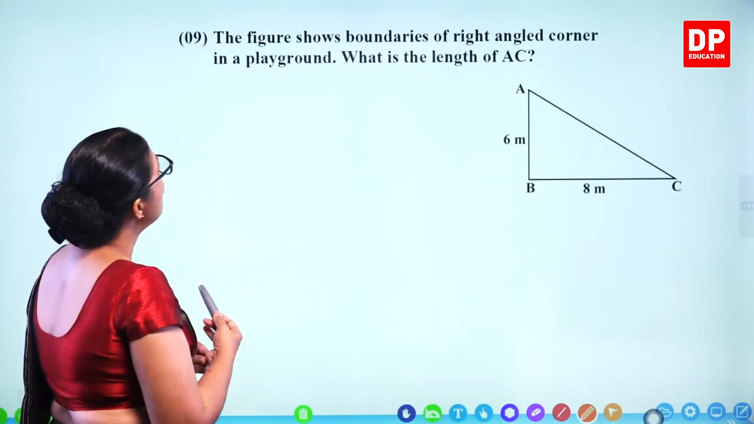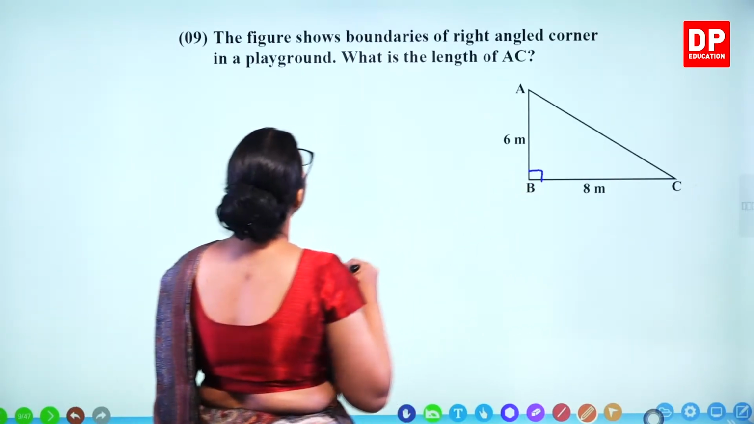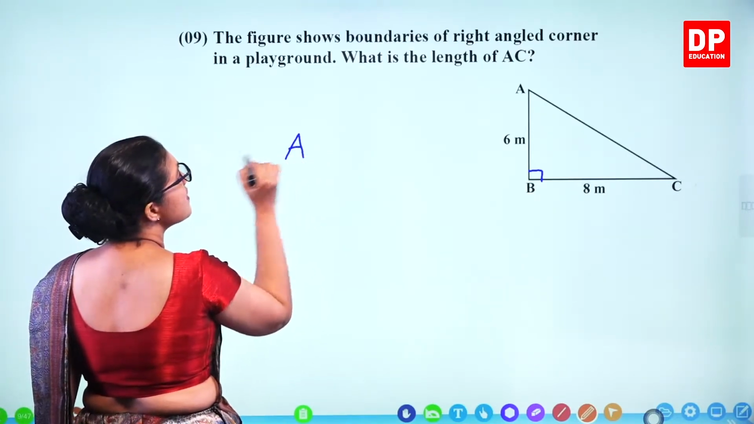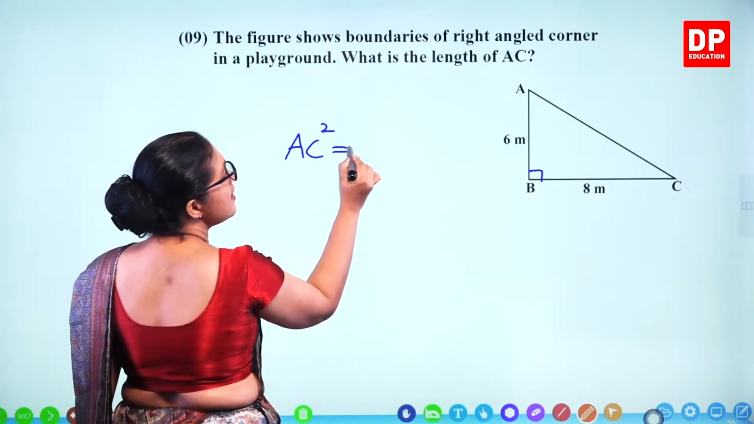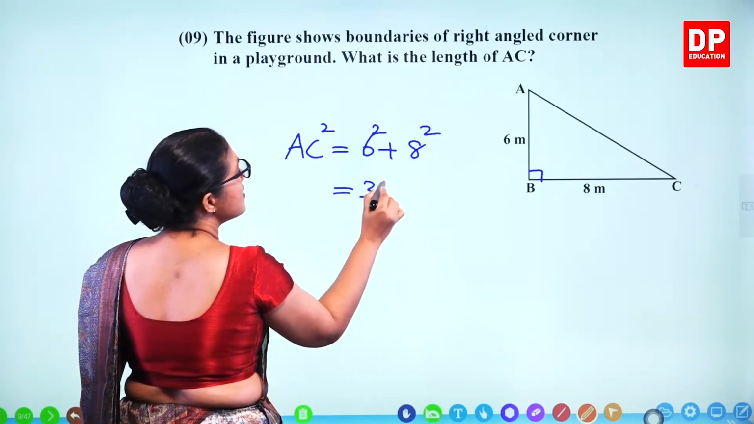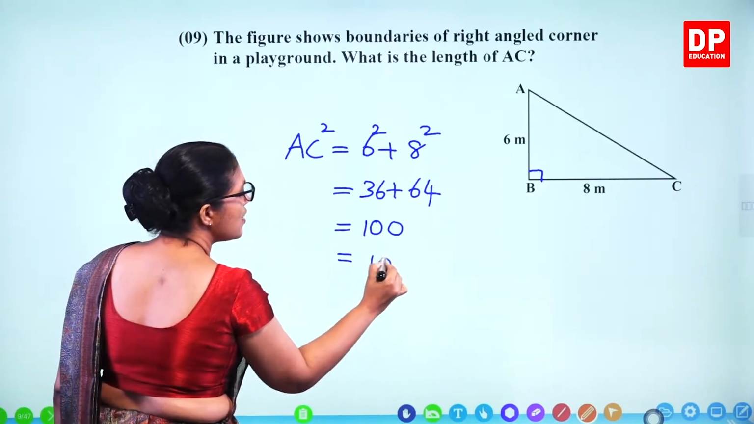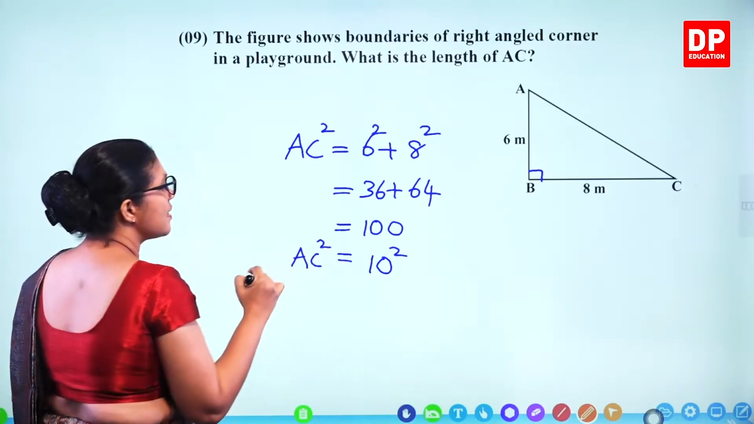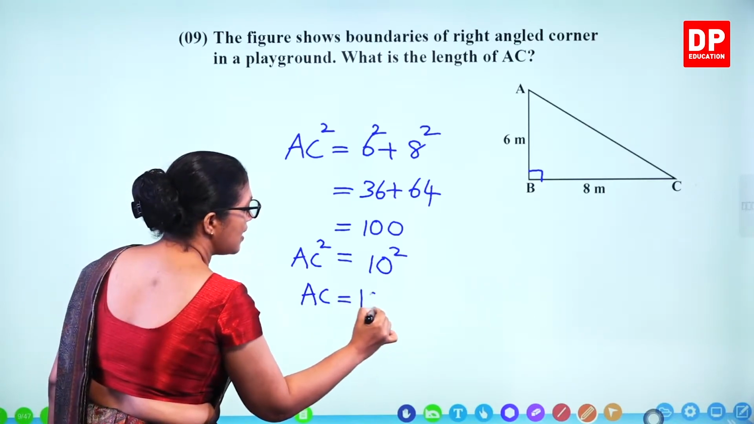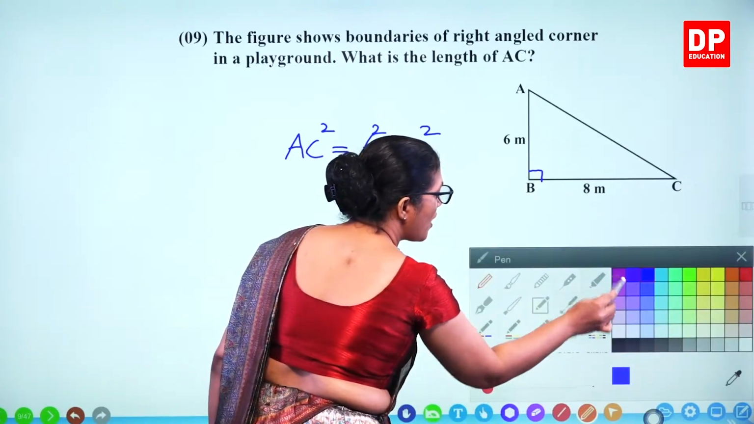Question number 9. The figure shows boundaries of a right angle corner in a playground. So this is a right angle corner. What is the length of AC? So this is a right angle triangle. You can use Pythagoras theorem. The hypotenuse squared is equal to the sum of the squares of the other two lengths, and adding 36 plus 64, you get 100. 100 you can write as 10 squared. So AC squared is 10 squared. Same power you can equate. AC equals 10 meters. So that's the length. So 2 marks for that.